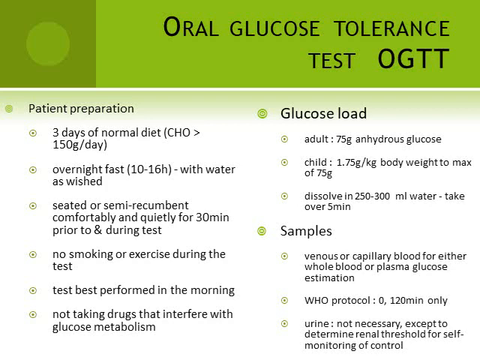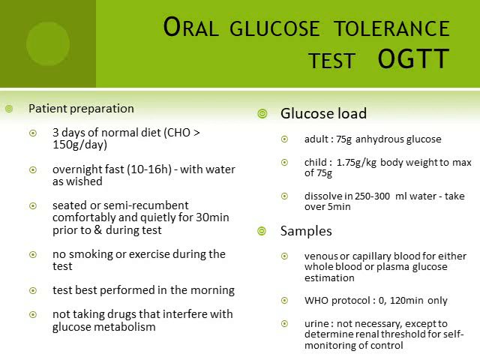In adults, 75 grams of anhydrous glucose is given, and in children, 1.75 gram per kg body weight to a maximum of 75 grams per person, dissolved in 250 to 300 milliliters of water, and it should be taken over 5 minutes. Samples: there should be only 2 samples, that is venous or capillary blood for either whole blood or plasma glucose estimation. The WHO protocol says that only 2 samples are required, that is initially 0, in fasting state, and 120 minutes after the ingestion of that glucose solution.